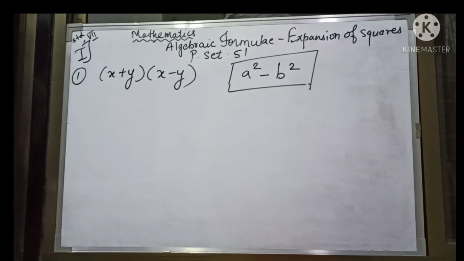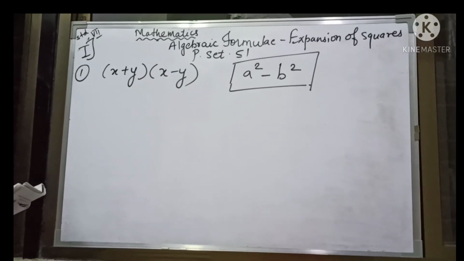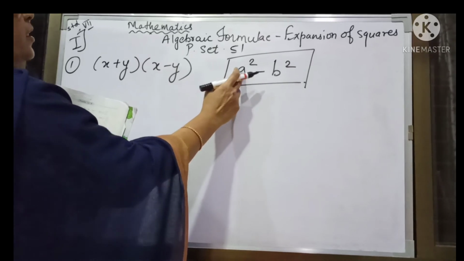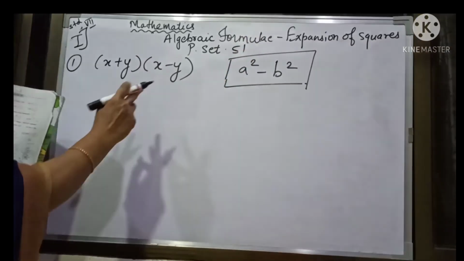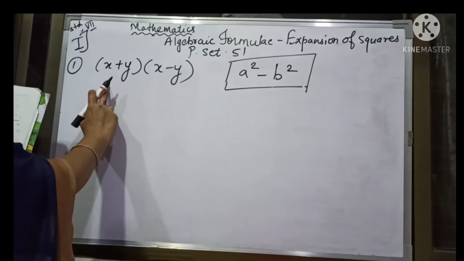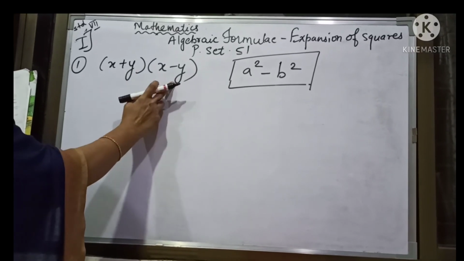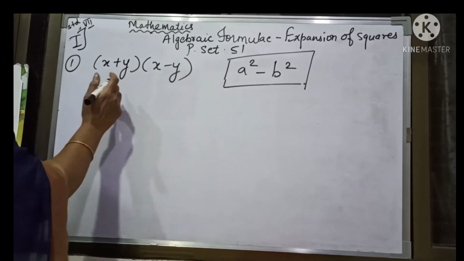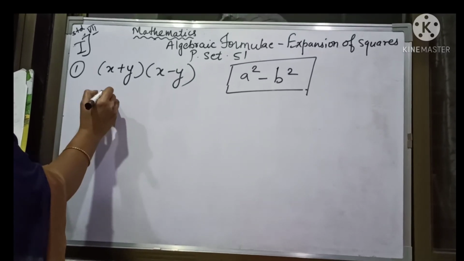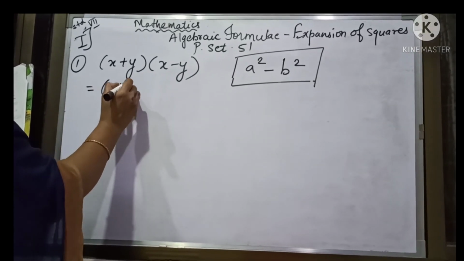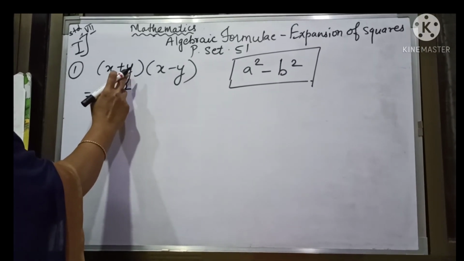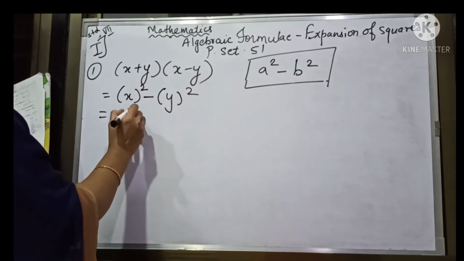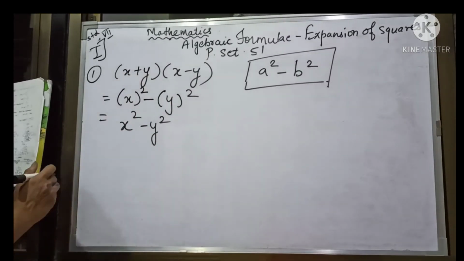Now we are going to solve a few sums from practice set 51. Use the formula to multiply the following. Our formula we have learned is a square minus b square. With this formula we are going to find the product of these two binomials. The first term is x, so square of x, and the second term is y, so minus sign and square of y. So our answer is x square minus y square.